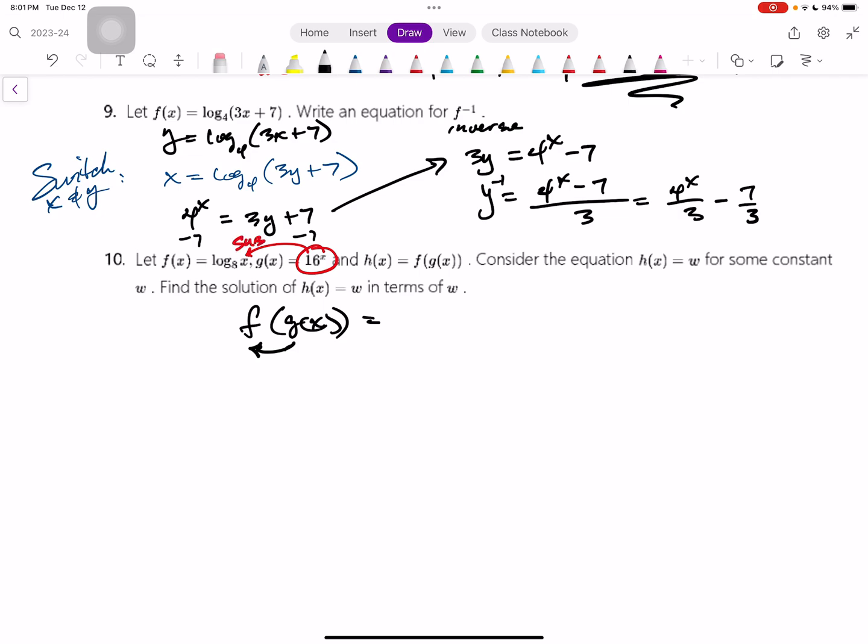All right, so let's do it. So I got to take log base 8 of 16 to the x power. All right, and that's equal to w because it says h of x is w, and it says find the solution in terms of w. All right, so I gotta solve for x.